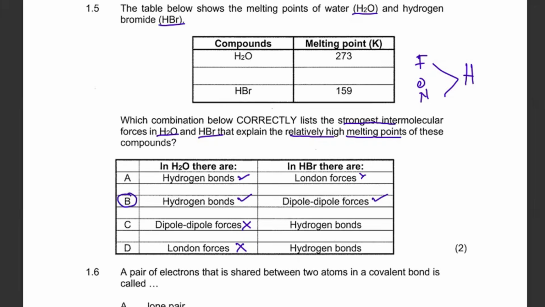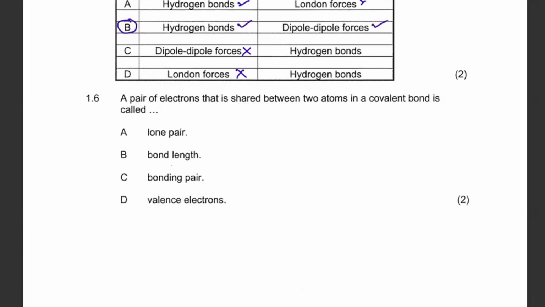Then we move on to 1.6. It says a pair of electrons that is shared between two atoms in a covalent bond is called a... So if you are sharing that pair, it means it forms a bond between the two. A pair is two. So at the end of the day, a pair of electrons shared between two atoms in a covalent bond is referred to as the bonding pair.